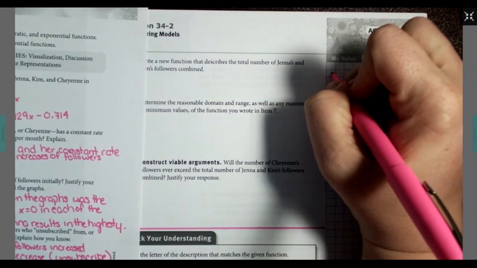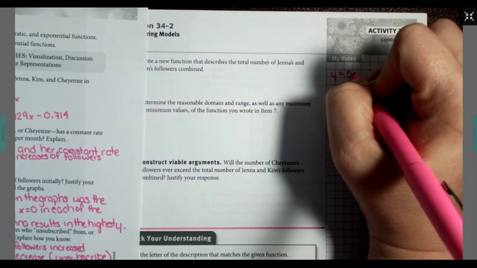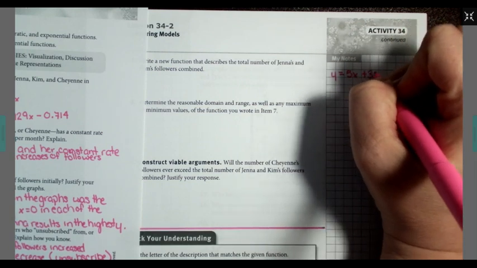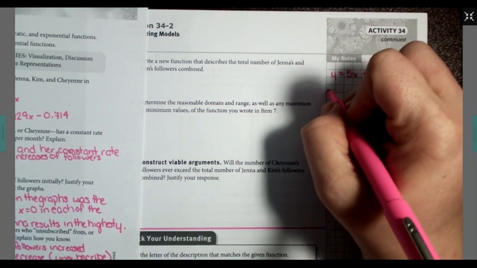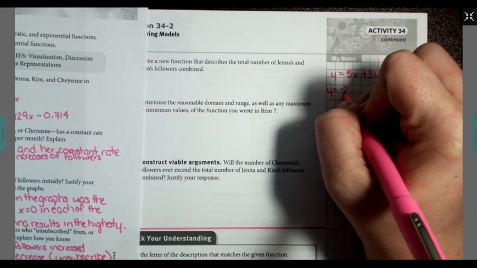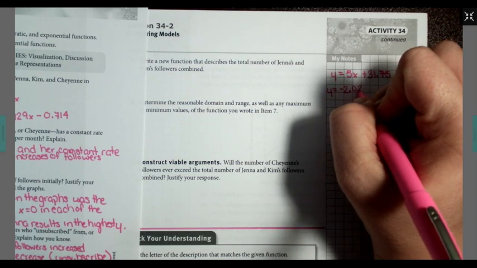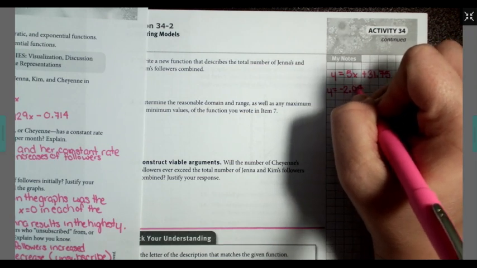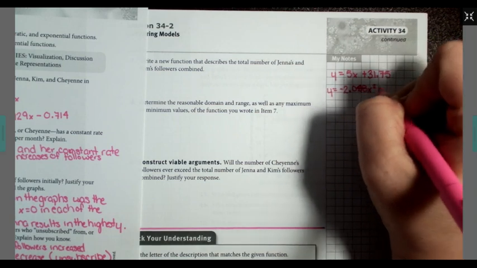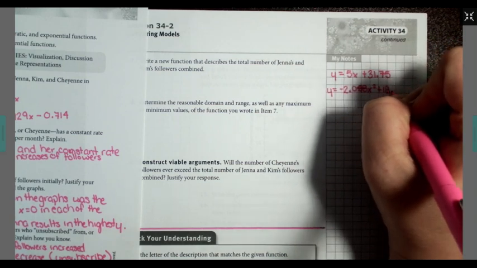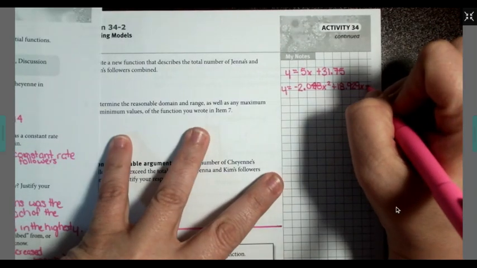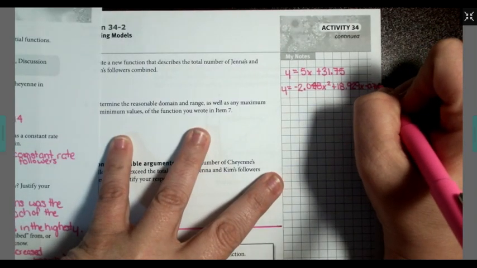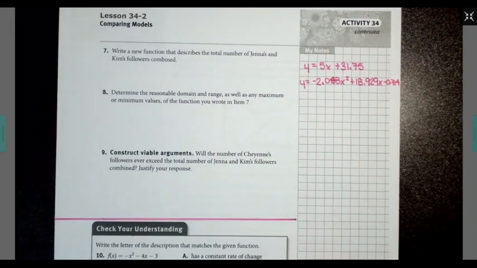Jenna is y equals 5x plus 31.75. Kim is y equals negative 2.048 x squared plus 18.929x minus 0.714. Well, what we're going to do here is we're going to combine like terms, actually.